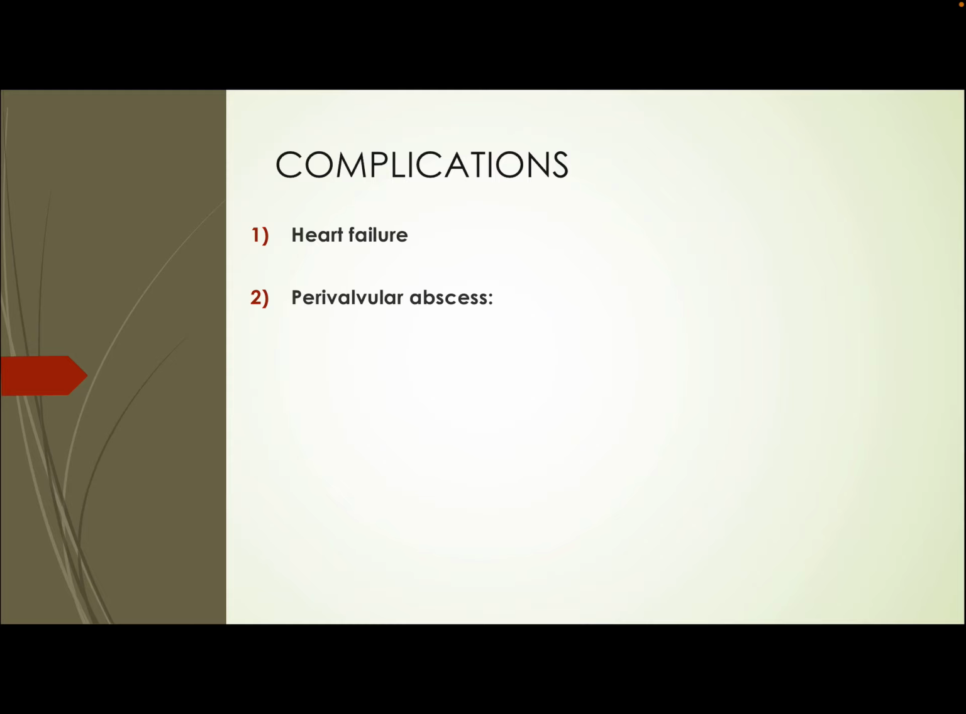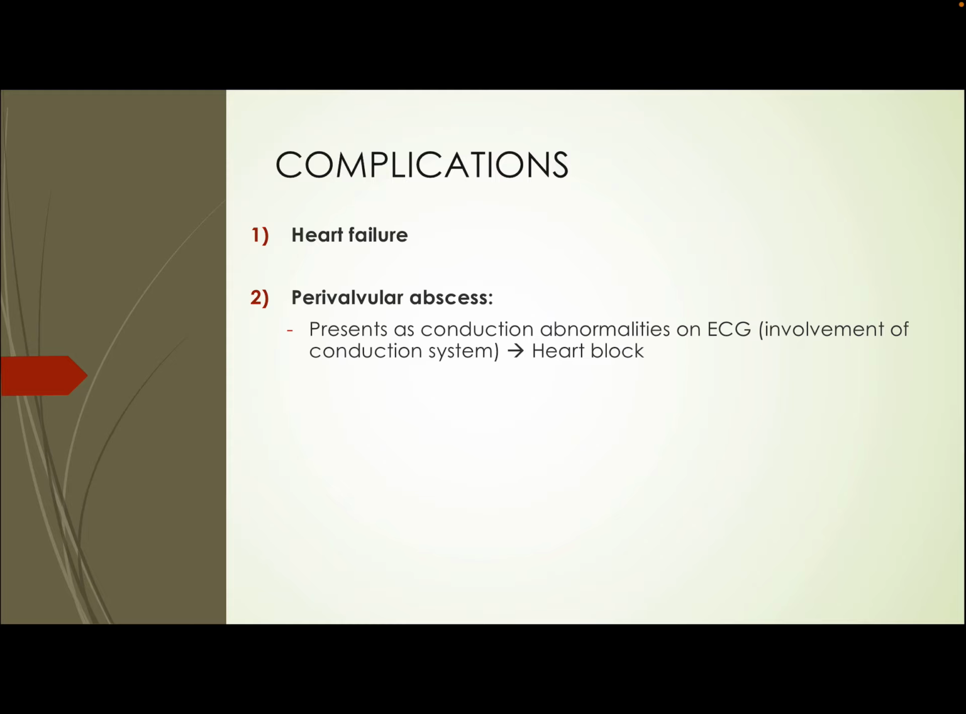Second is perivalvular abscess. So this can present as conduction abnormalities on ECG because of involvement of the conduction system, and this can essentially lead to a heart block. And as I had mentioned before, a transesophageal echo is more sensitive than a transthoracic echo for abscess detection. Now, basically, these perivalvular abscesses occur around the aortic valve usually, and this is where the interventricular conduction fibers of the proximal conduction system of the heart is located. So if that gets damaged, you can imagine why this would lead to conduction abnormalities and heart blocks.